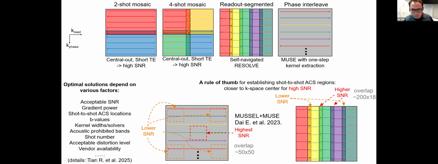For the left picture, it was also somehow explored in this technique that combines the MUSCLE with MUSE followed. But we eventually unified these two steps with what we call the MUSE with one-step kernel extraction. So this picture just shows you what we are advocating is a basic method for these multi-shot corrections to give you more possibility rather than advertising a specific sequence.